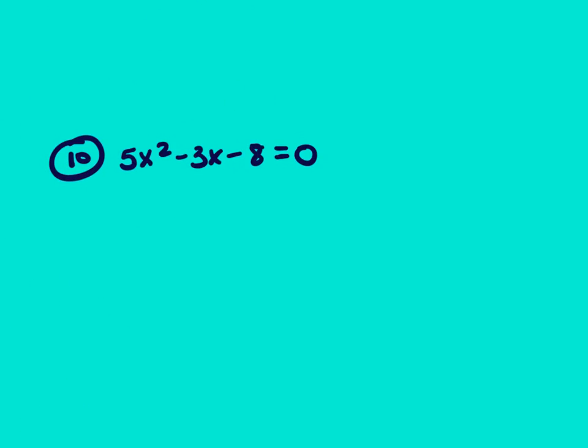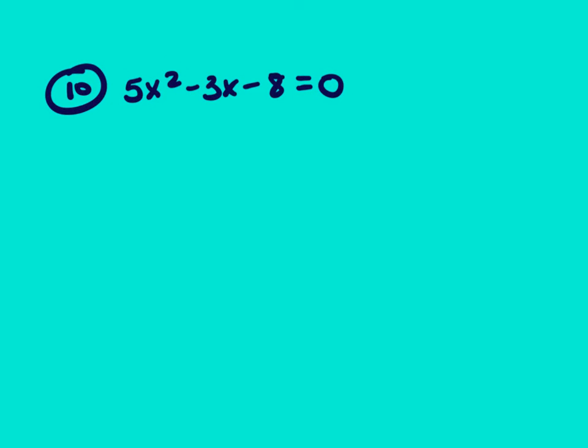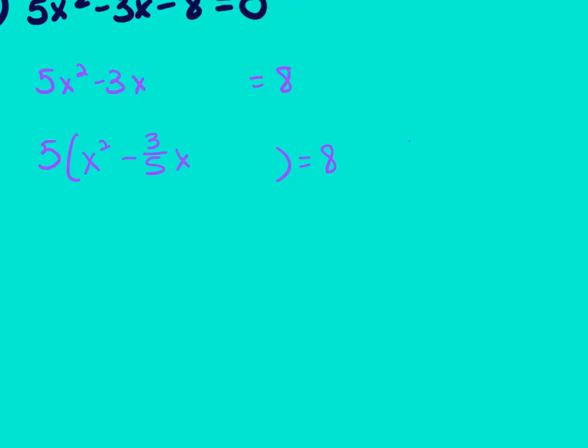Okay, number 10, move the 8 to the other side. Factor out the 5, minus 3/5. Take that 3/5, divide it by 2 or multiply by a half, square it, and I get 3/10 squared, which is 9 over 100.